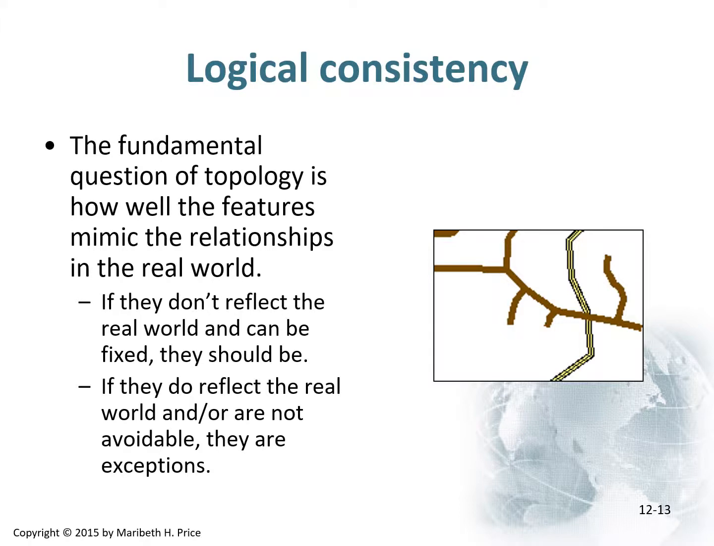How well do features mimic relationships in the real world? That's what it is. Does the interaction between features in the GIS make sense in terms of matching the interaction that exists in the real world?